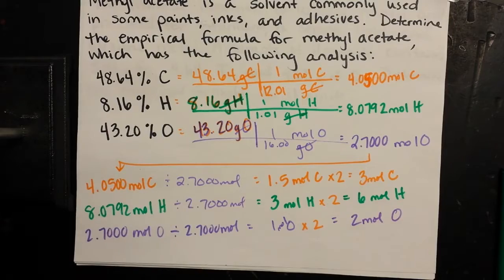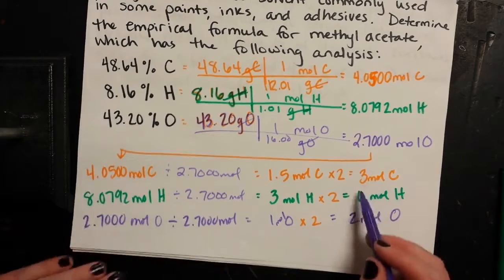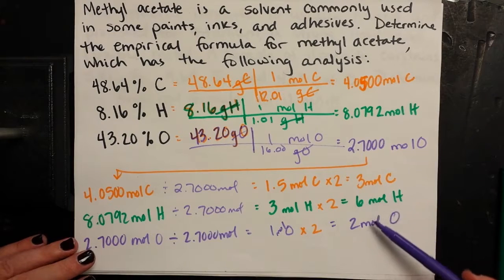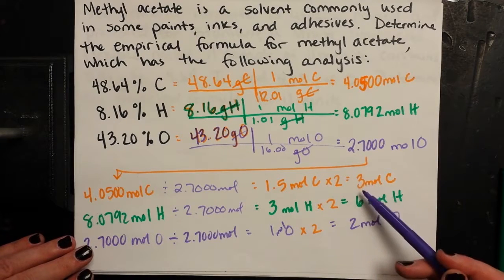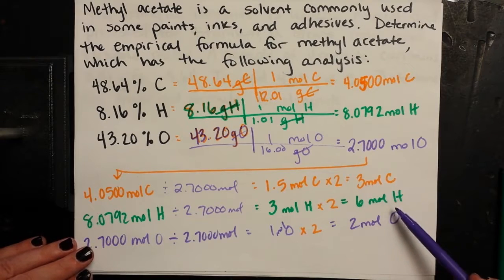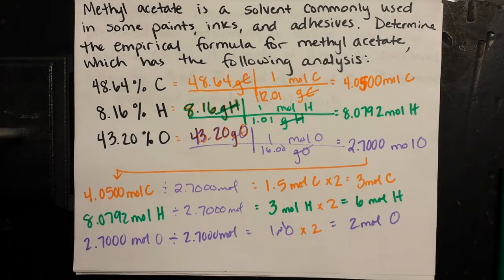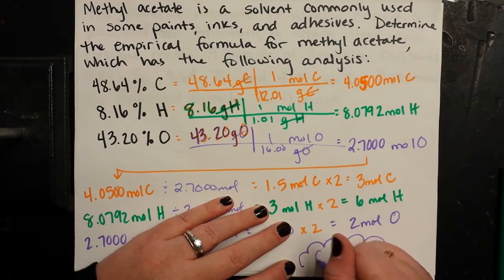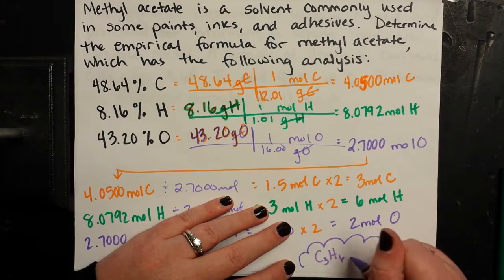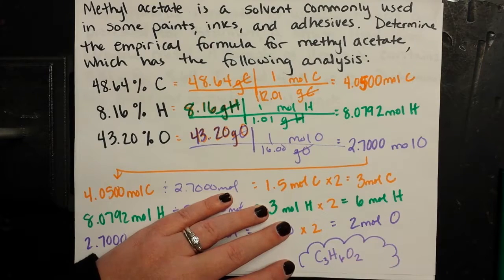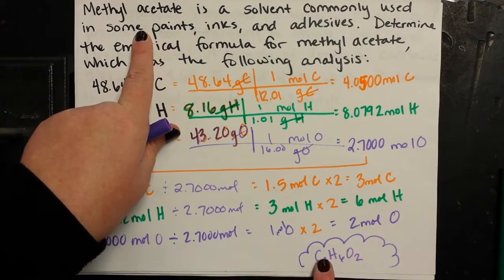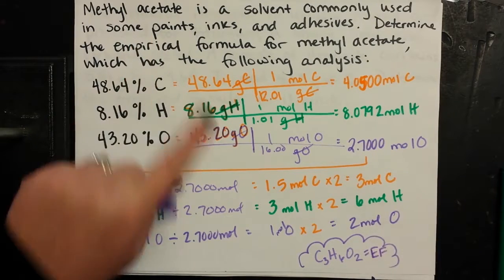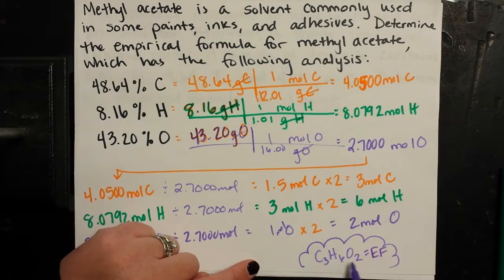Now, once you know the exact whole number ratio of your elements in this compound, you can then take these number of moles and use them as subscripts after the element symbol to create the formula. So my formula would be C3H6O2. So methyl acetate has this empirical formula. So that's our empirical formula. And notice this is the lowest whole number ratio.